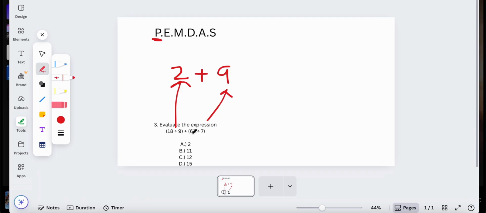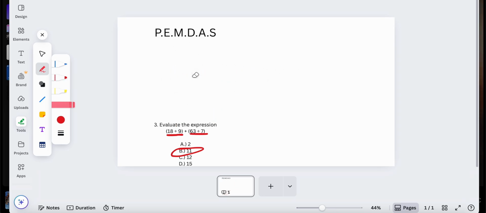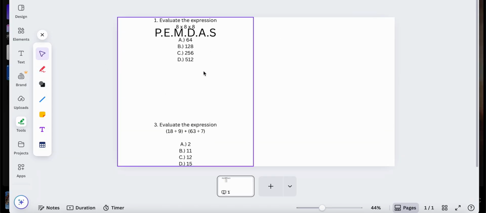Now you need to know your multiplication tables in order to do these really quickly. Now because we found these two values, we know that 9 plus 2 will become 11. In this case, the answer to this expression will be B, 11. Okay, we'll erase this now. Moving on to the next question.